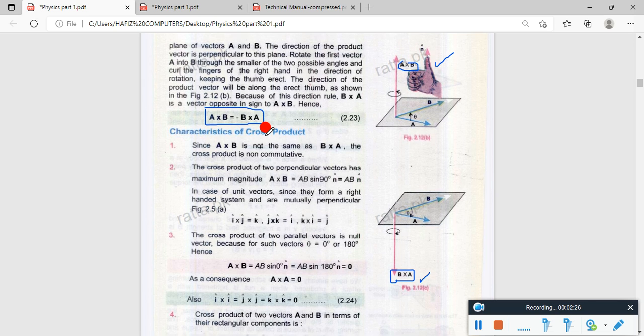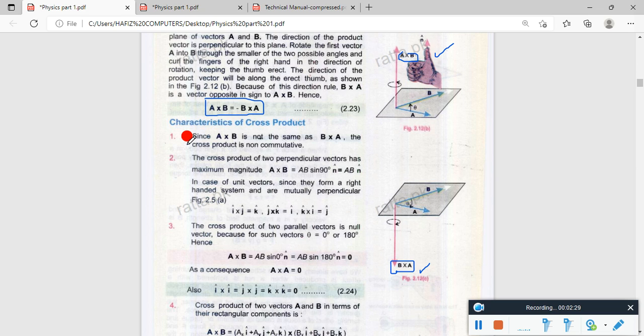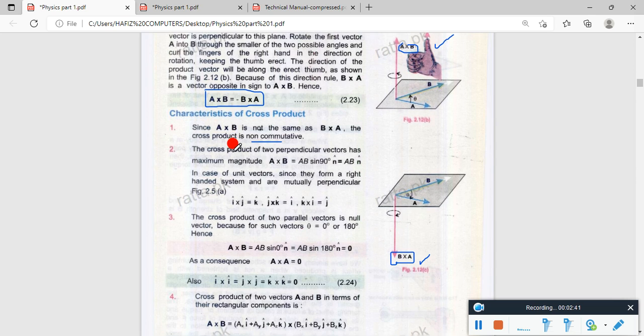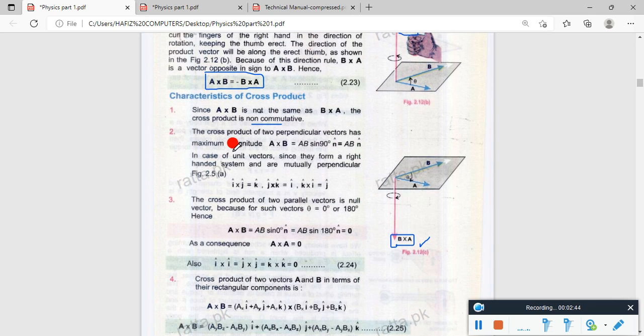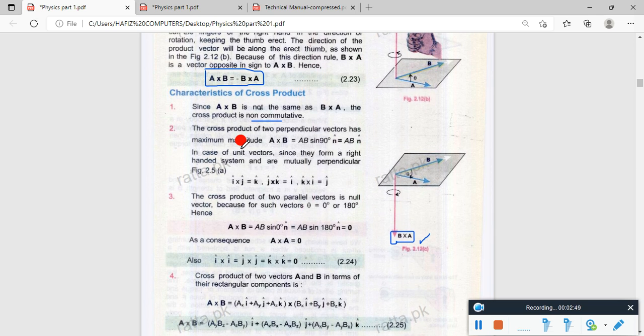Next one is the characteristics of this cross product. Since a cross b is not the same as b cross a, the cross product is non-commutative. Since both these have opposite signs, this is not commutative. Second one is that the cross product of two perpendicular vectors has maximum magnitude: a cross b is equal to ab sine 90 degrees, because the angle is 90 degrees in this case, so sine 90 is 1, and a cross b is equal to ab into unit vector n.